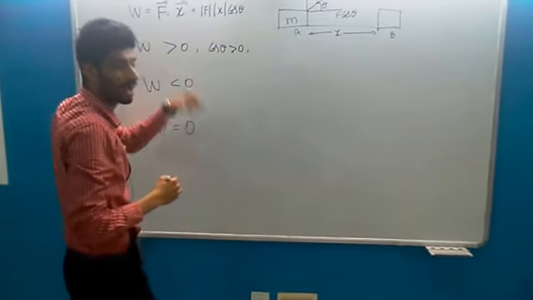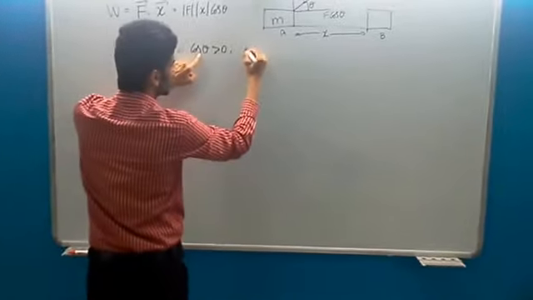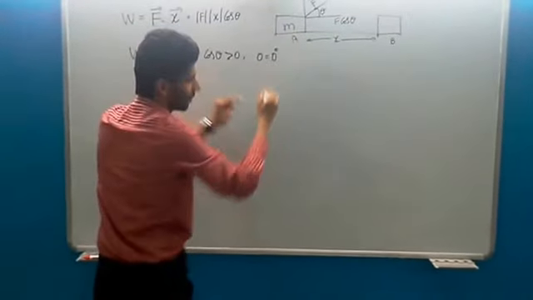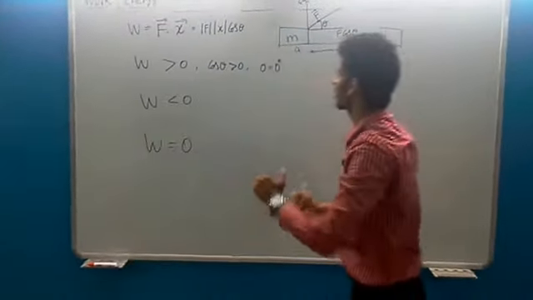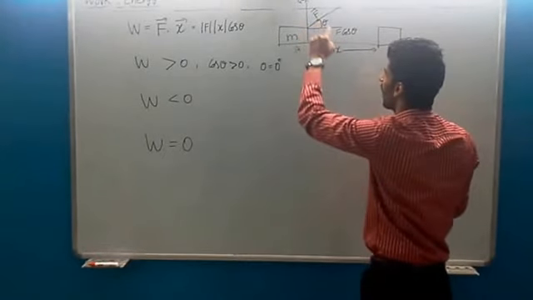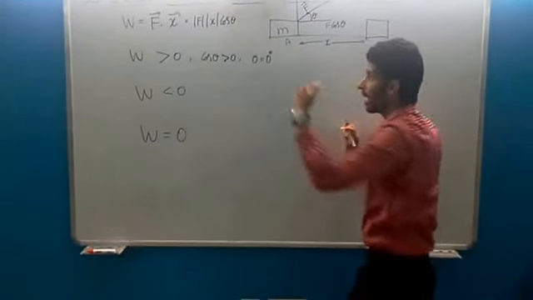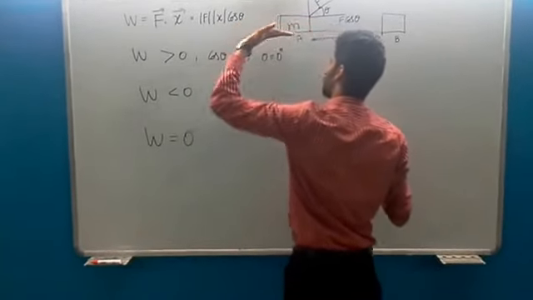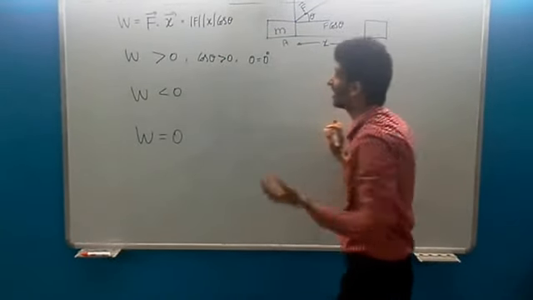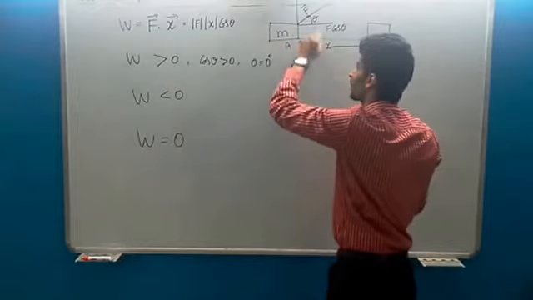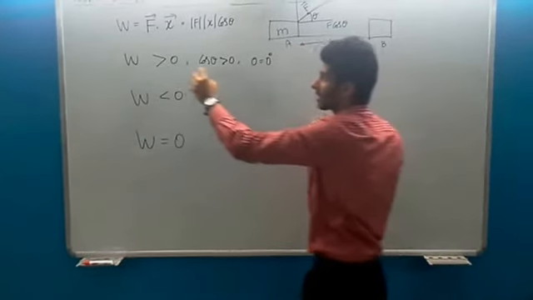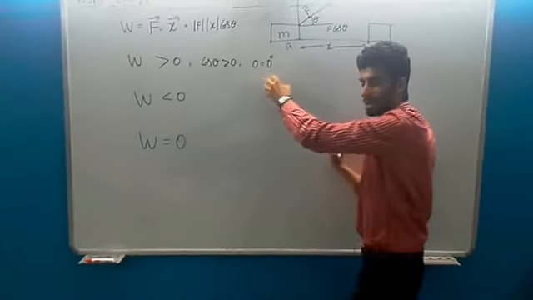The maximum work you can get is only when theta is equal to 0. What does that mean? The angle between F and X should be 0. That means the force you are applying and the displacement are in the same direction. So the angle between displacement and force is equal to 0. That's why you can say that this is the maximum work done, positive work done.